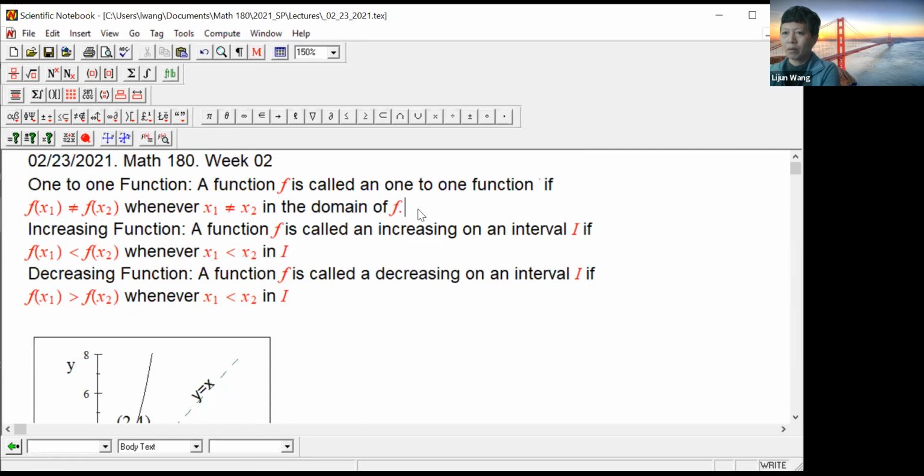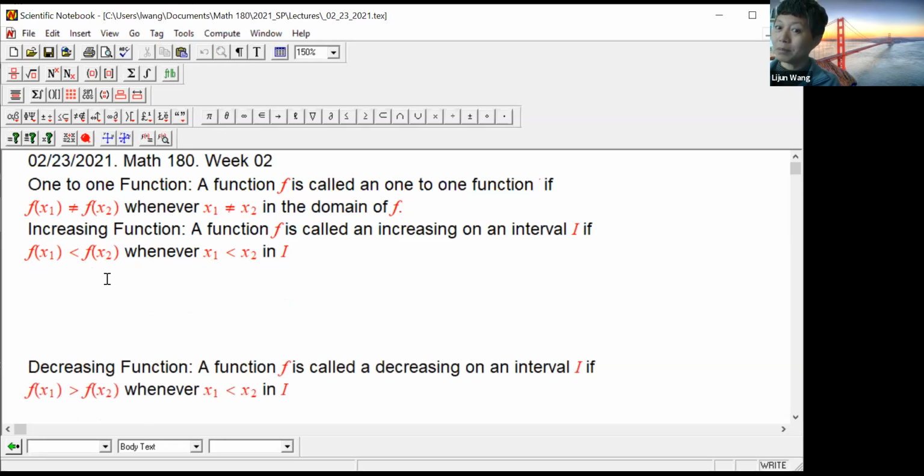All right. So these are the three very important concepts. One-to-one, we studied. Now increasing function, decreasing function. So let's study one at a time, okay? We did one-to-one, so that's being checked.